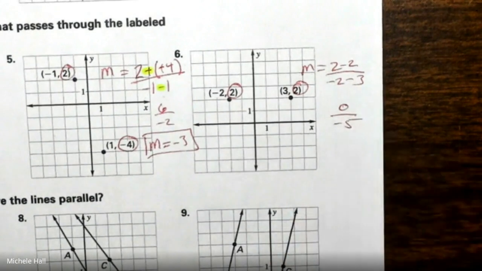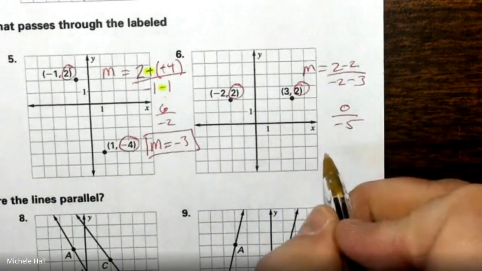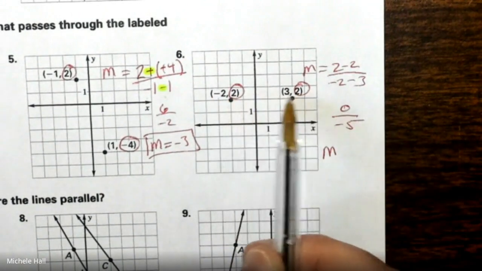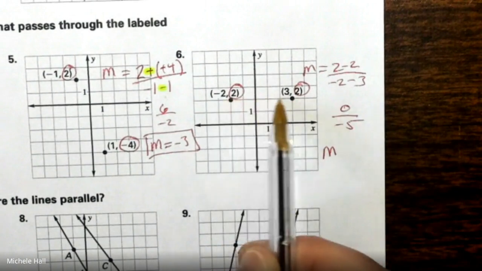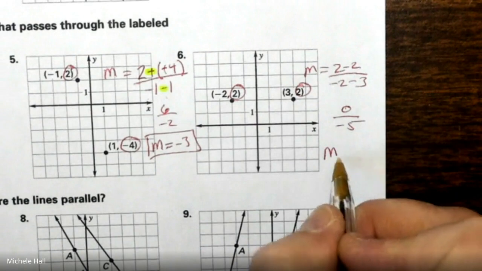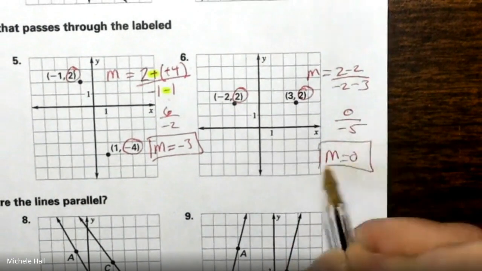What is 0 divided by -5? If I look at this right here and I drew a line, it would be 0 slope. I'm walking on a flat floor. I'm not going up the hill. I'm not going down the hill, but I can walk on this floor. So we get the slope is 0.